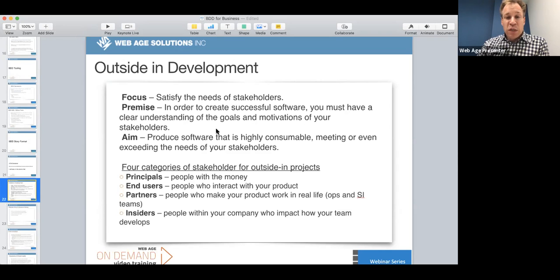We want to always be focused on creating successful software. In order to do that, we need to have a clear understanding of the goals and motivations of the stakeholder. We have to understand why they're doing what they're doing. And then we want to always focus on creating software that is consumable. So we're always focusing on that outside customer, right? That's the thing I want to make sure we're always talking about: we're focusing on the outside customer, the person, the end user. All right.